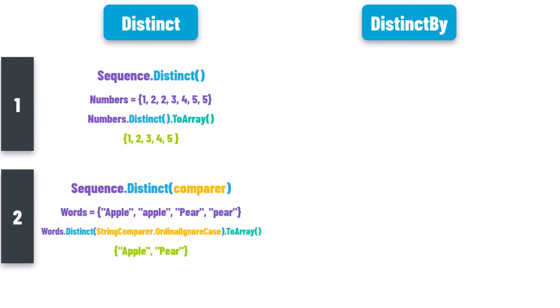DistinctBy is like having a more refined tool for a specialized task. It allows us to specify exactly what we consider as the basis for uniqueness.